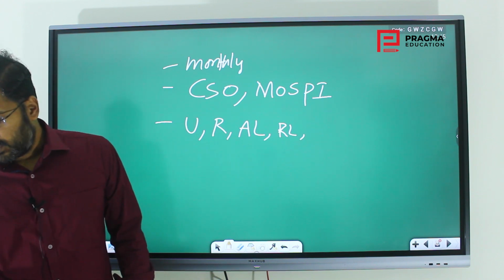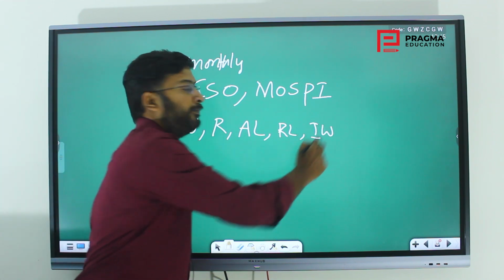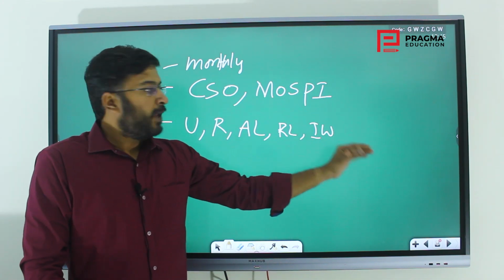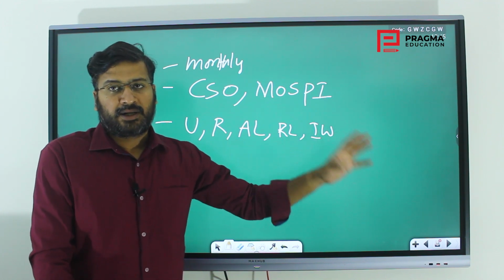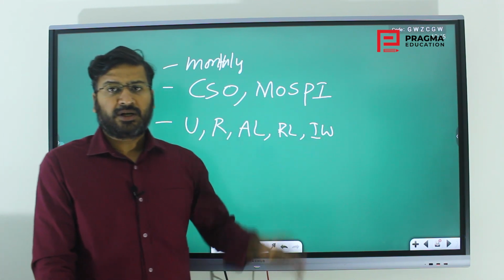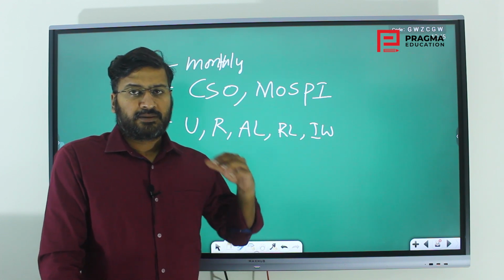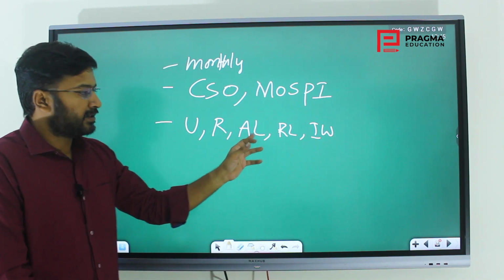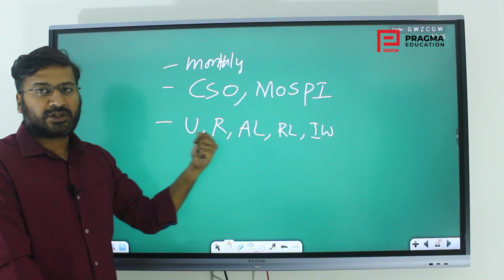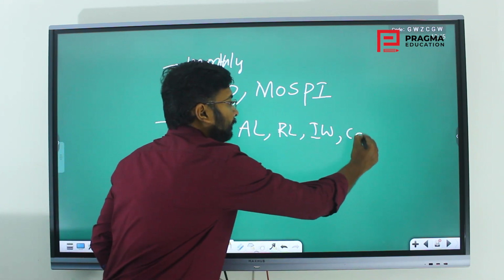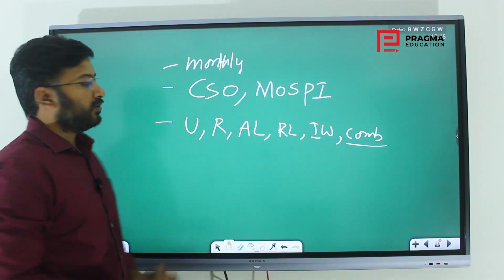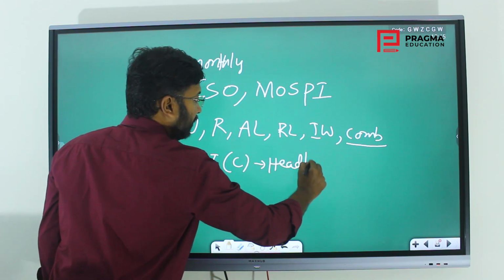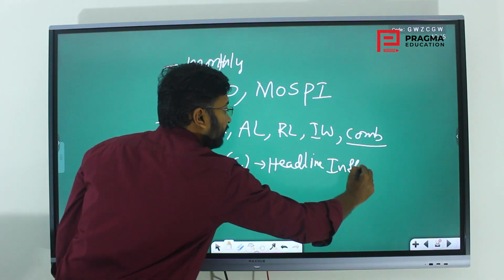But only specific ones, like agricultural laborers, urban workers, and industrial workers. That is one of the important segments, because CPI for industrial workers itself is the benchmark for deciding on the DA. When the government increases the DA, it is based on CPI industrial workers. Then there are agricultural laborers, rural laborers, then urban population, rural population, then combined. This is the combined CPI. The CPI combined is nothing but the headline inflation.